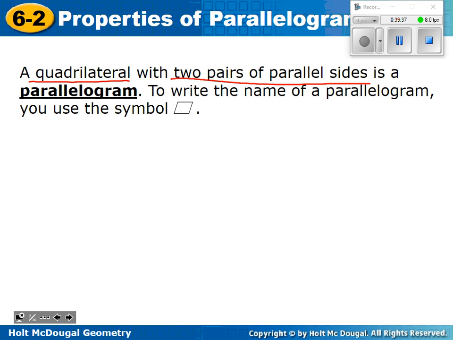So the definition is our first property. And it is that it has opposite sides parallel. Every parallelogram will have opposite sides parallel, and that is its definition. It is a quadrilateral with opposite sides parallel. Okay, when you write the name of a parallelogram, you will use this parallelogram symbol. Just like when we named a triangle, we always put the triangle symbol. You can only use that symbol if you know for sure it is a parallelogram.